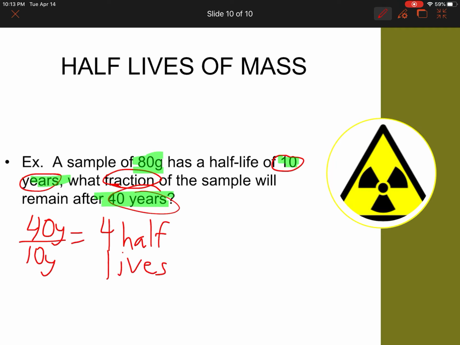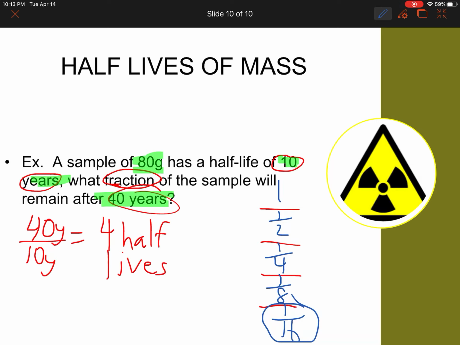So how many lines we draw, guys? 4. 1, 2, 3, 4. Fraction. What number we start on? We see the word fraction, we just said. That's right. 1. Start with 1. What's half of 1? Half. What's half of half? 1/4. What's half of 1/4? 1/8. What's half of 1/8? 1/16. Just so happens the answer is 1/16 again. I've seen the answer be 1/64, where you have 6 half-lives. So don't just think it's always going to be 1/16. All right, that's it for today.